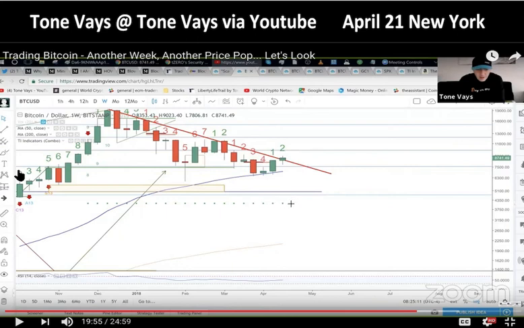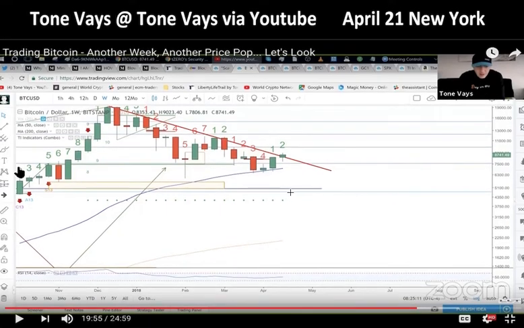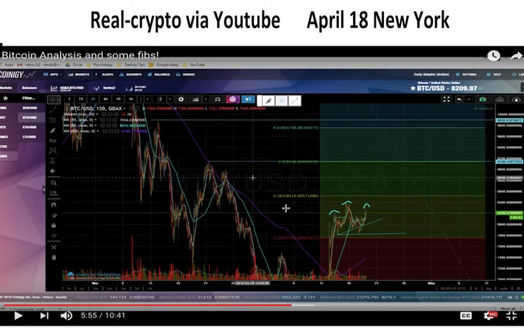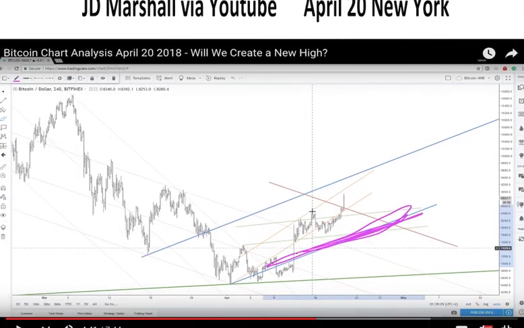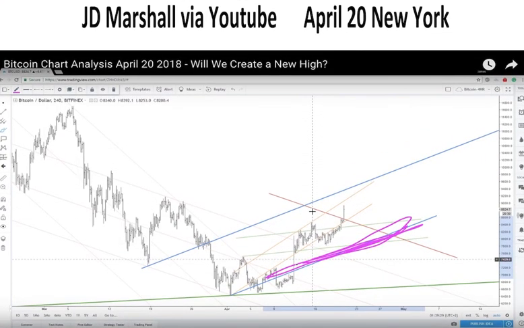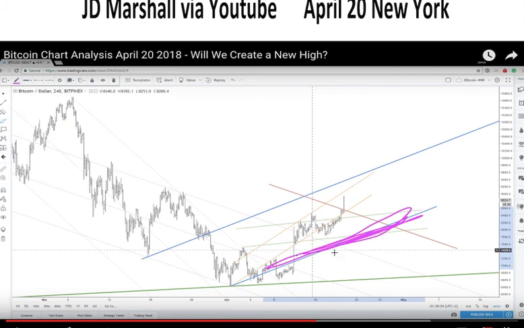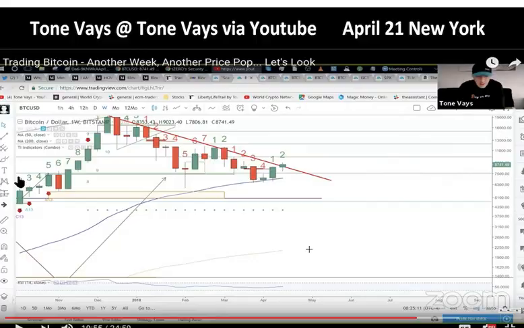Tony Vay, again, longer term is going to be bearish, but in the short term we can see a bounce up to 10,000. Real Crypto, again, longer term bearish. He sees us possibly not going over 9200, rolling underneath and then going back down again. And JD Marshall's is conditional: if we break 9200, then he's going to be more bullish. If we roll under 9200, then we're going to see a bear scenario. Again, he drew this purple line to show that we want to stay above this purple line here. And that's it for quick charts.